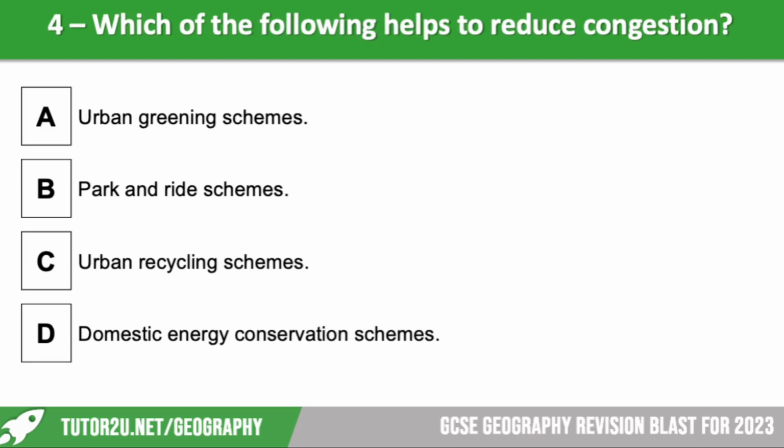Number 4, which of the following helps to reduce congestion? A, urban greening schemes. B, park and ride schemes. C, urban recycling schemes. And D, domestic energy conservation schemes. Okay, let's reveal. It is park and ride schemes.